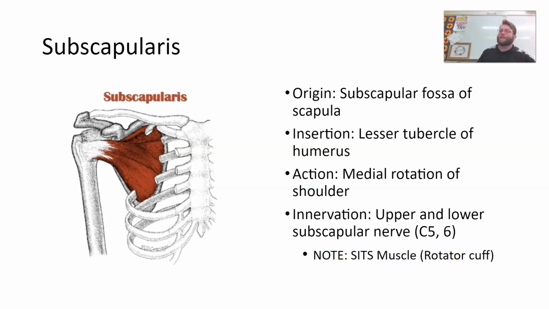And it helps with medial rotation of the shoulder. So when it contracts, it's bringing your shoulder, allowing you to rotate it forward. It's pulling on the front of your humerus to bring that around. So the rest of the SITS will bring it back and rotate it up and down this way. The subscapularis pulls on the front of it and allows you to bring it back this way.